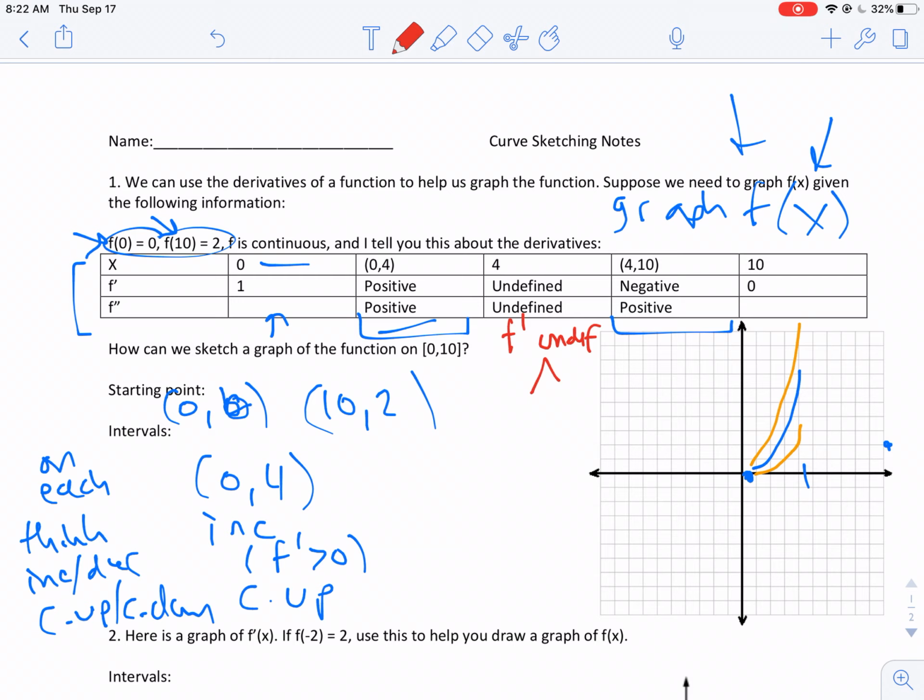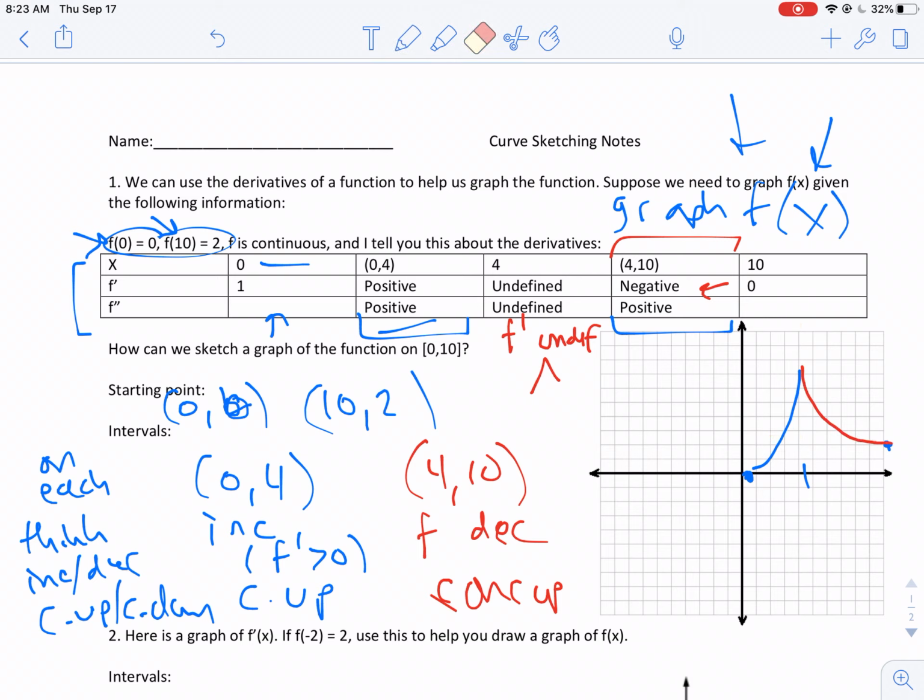If we look on the interval now from 4 to 10, my first derivative is negative, so that means that f is decreasing. My second derivative is still positive, so that means f is concave up. Okay, so we're decreasing and concave up, so that should look something like that as we approach the point. Now, the only other things here: we have a first derivative equal to 0 and 1, so we should probably start with a slope of 1 there, and then we end up with a slope of 0, so kind of a flat tangent line there.